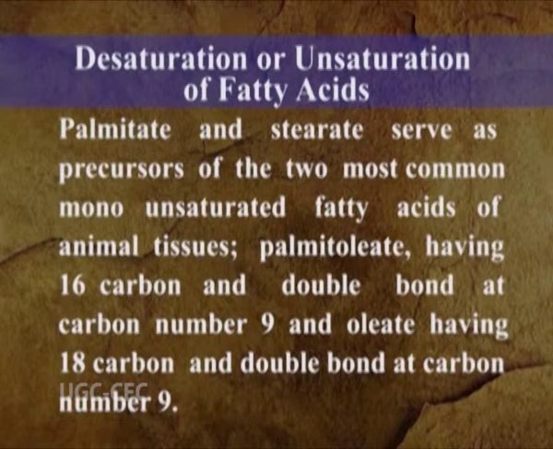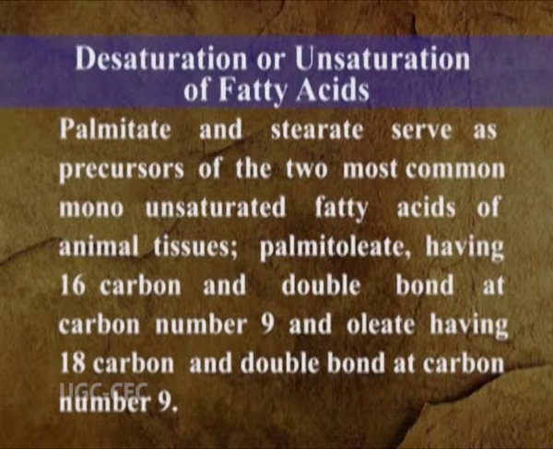Palmitate and stearate serve as precursors of the two most common monounsaturated fatty acids of animal tissues: palmitoleate having 16 carbons and double bond at carbon number 9, and oleate having 18 carbons and double bond at carbon number 9.